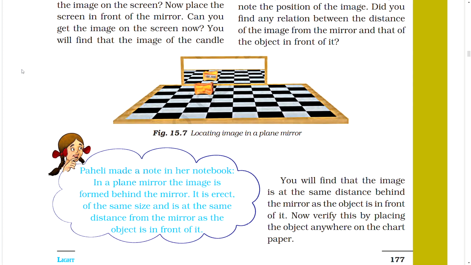Paheli made a note in her notebook. In a plane mirror, the image is formed behind the mirror. It is erect, of the same size, and is at the same distance from the mirror as the object is in front of it. You will find that the image is at the same distance behind the mirror as the object is in front of it.